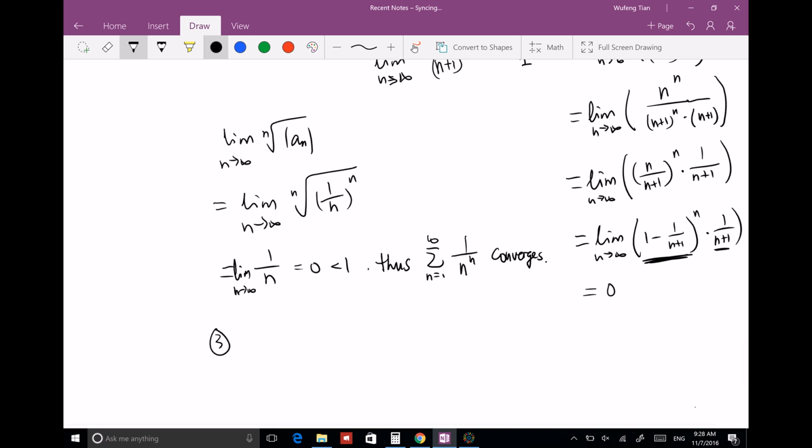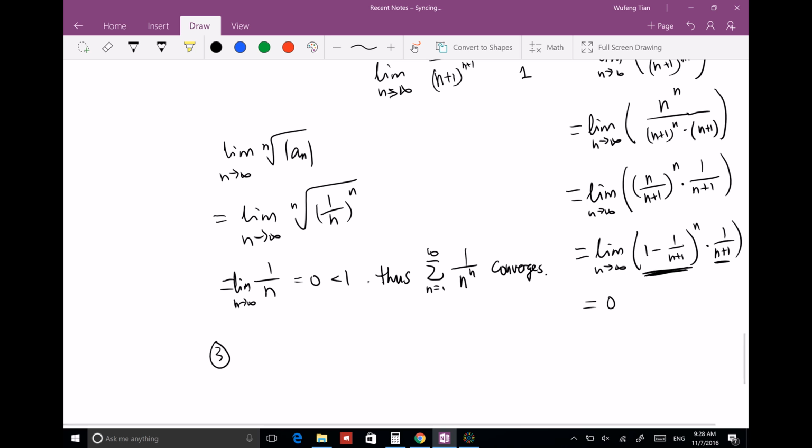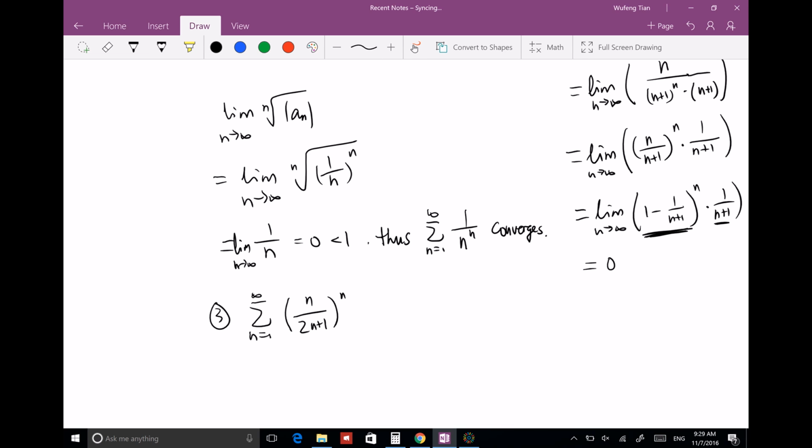When do you use the nth root test? Whenever you see a power of n, it will be much more powerful. For example, the sum from n equals 1 to infinity of ((2n plus 1) over n) to the power n. Now see, that's an nth power, right? If you use the nth root test, it will be very, very powerful, very, very convenient. I'll give you 10 seconds to finish this one.